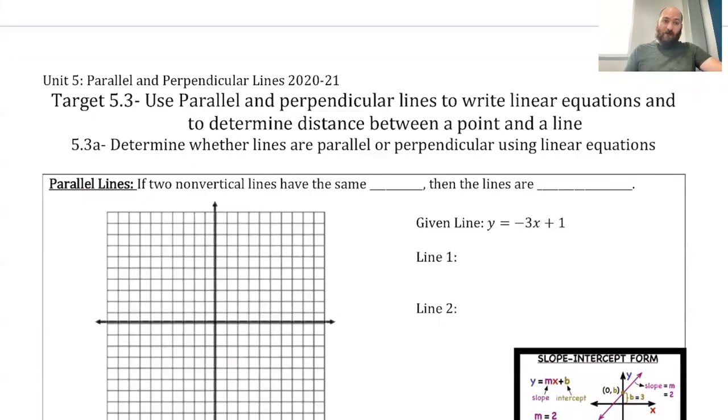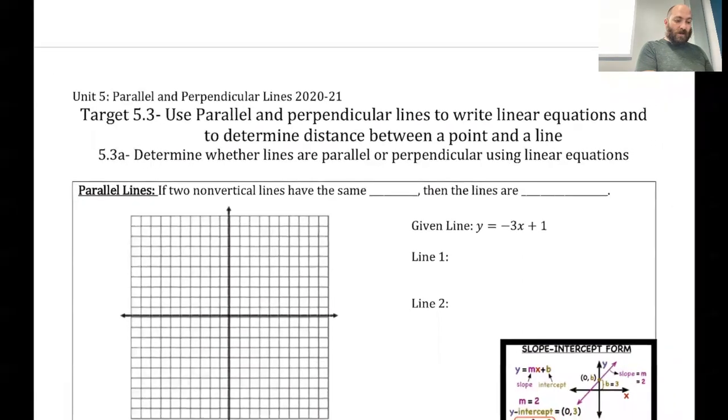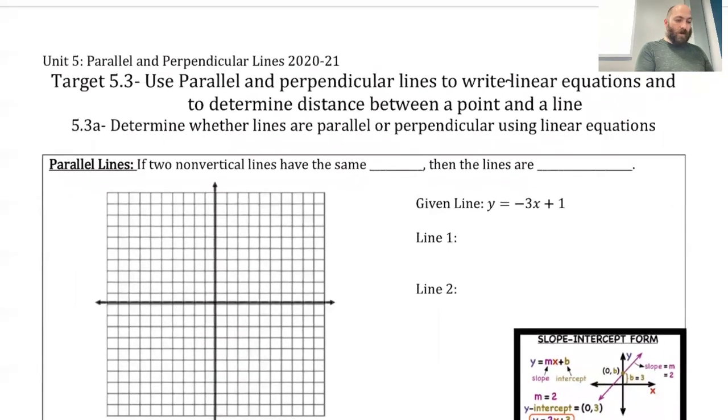Today we're going to be talking about 5.3. So with our parallel lines and perpendicular lines we've covered so far, what we haven't covered yet is how to deal with equations of them. And so that's what we're going to focus on today: writing linear equations. And the next one we'll talk about determining distance between a point and a line.